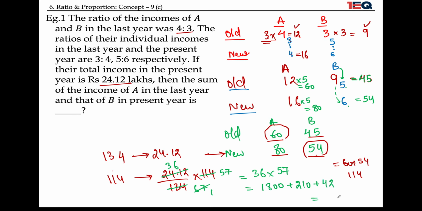Now I need to add all of them up. The value would come out to be 2, 5, and a 0 maybe. Yes, 2052. So my final output would be 20.52 lakhs. Okay, 20.52 lakhs. I hope we are good with that. Okay, moving to the next question.